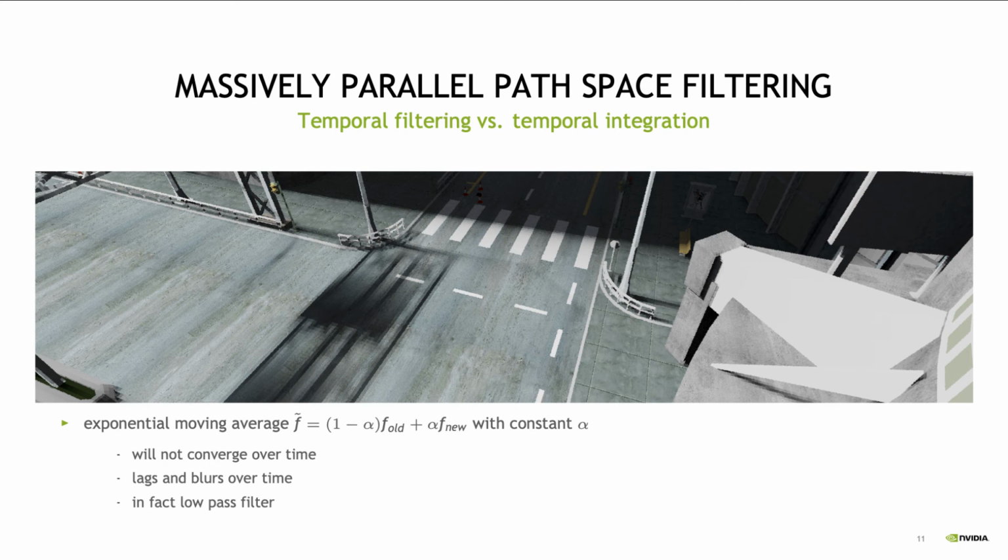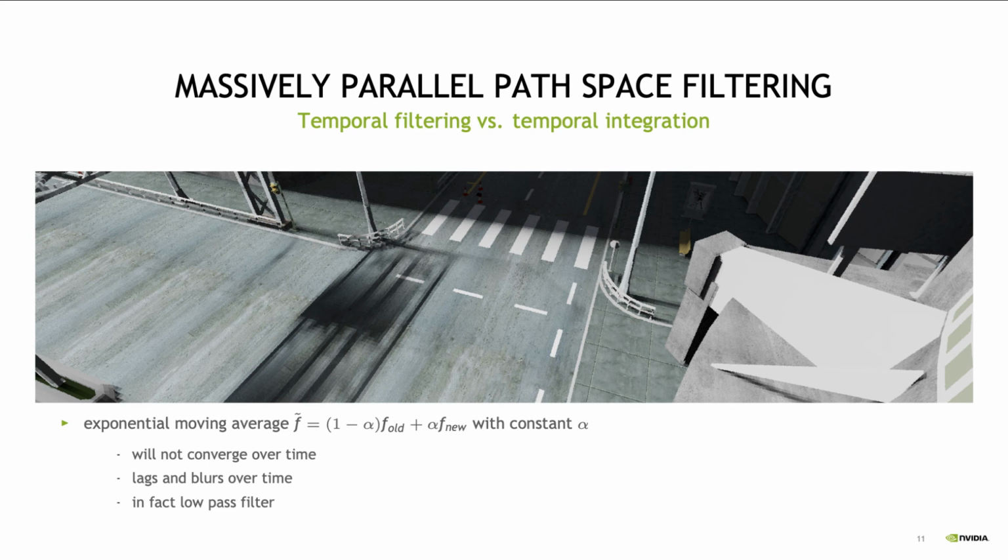There are two different concepts that unfortunately often are confused: temporal filtering and temporal integration. In the vast majority of graphical applications, exponential moving averages are used for temporal filtering. Such an exponential moving average is a one-tap low-pass filter that updates the filtered value f tilde by scaling it by a factor 1 minus alpha and adding the current value scaled by alpha. While it is often also abused for temporal integration, it is crucial to note that such an exponential moving average will not converge, but actually lag and blur over time.